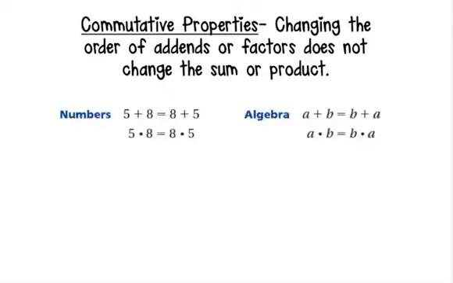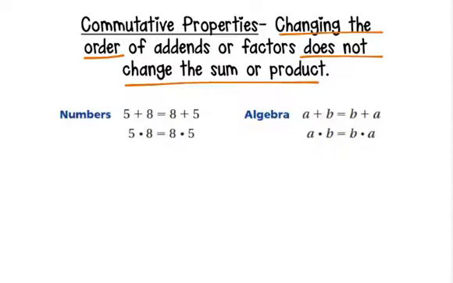The first property is the commutative property. This property is when you're changing the order of addends or factors, but it does not change the sum or the product. So this would be important. I would underline: changing the order does not change the sum or product.